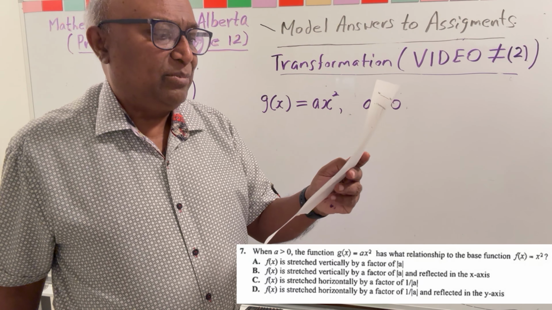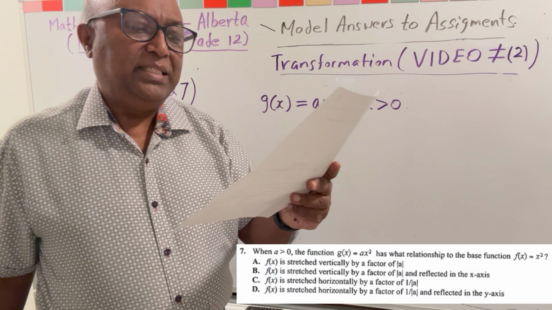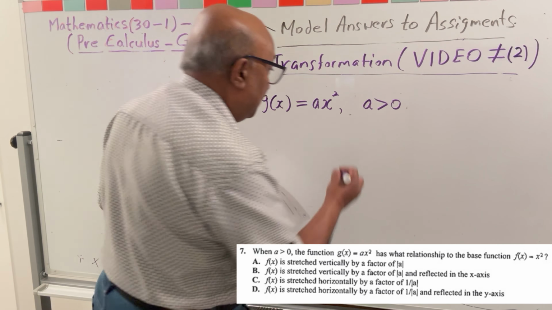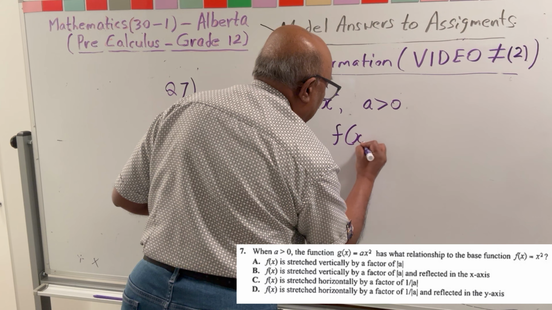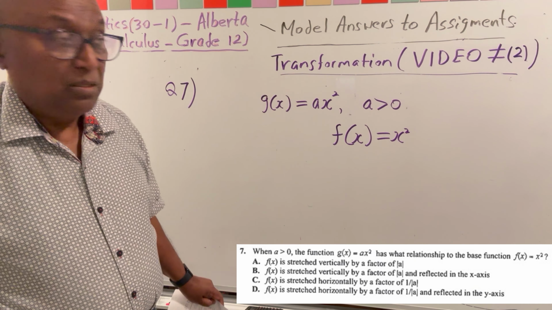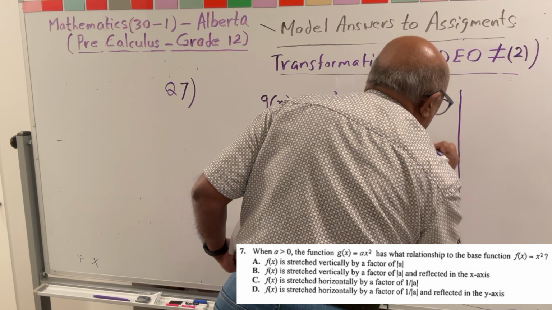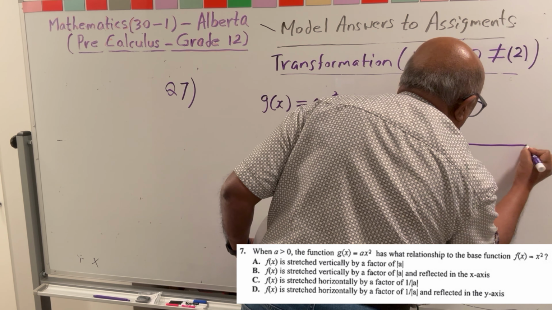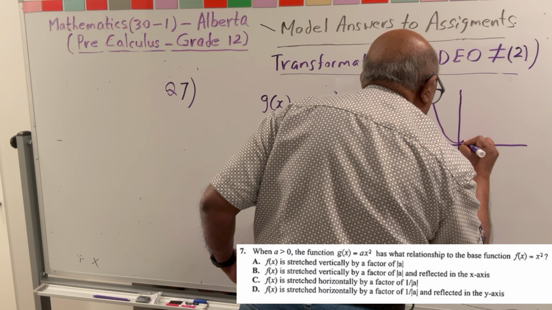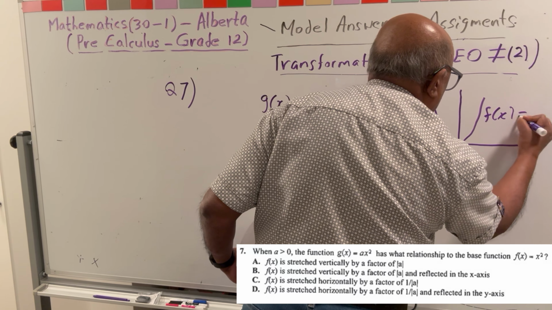The question asks, with this condition, what relationship does the function g(x) have to the base function f of x equal to x squared? For explanation purposes, I am explaining using the diagram. This is the base function y equal to x squared, f(x) equal to x squared.